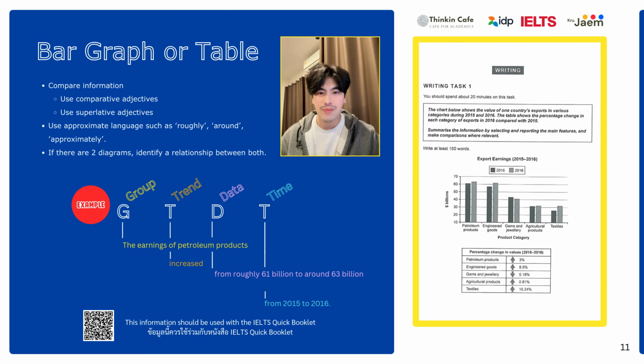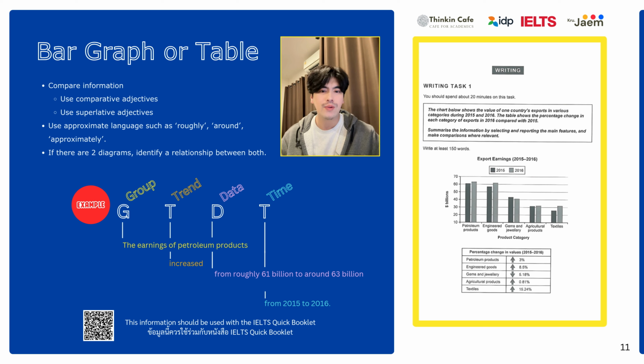In the description of a bar graph and a table, the grammar is actually very similar, in fact, probably exactly the same. However, you would need to focus primarily on comparative sentences such as more than, higher than, lower than, for example. Superlative adjectives and comparative adjectives are essential grammar for this type of description.